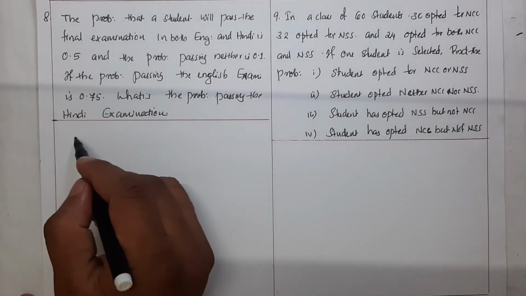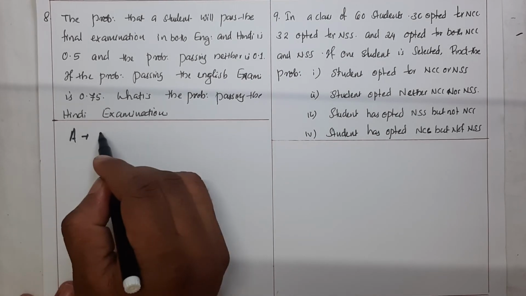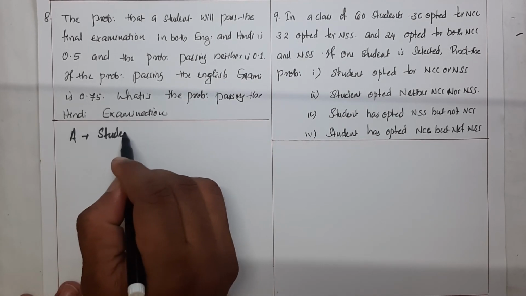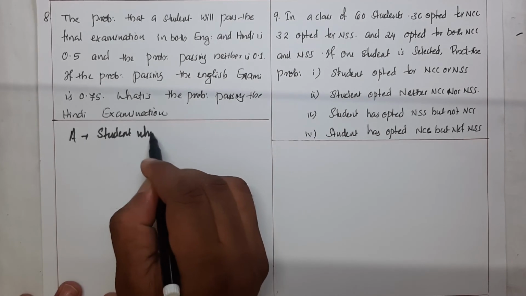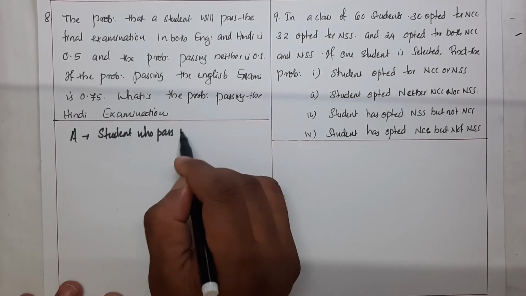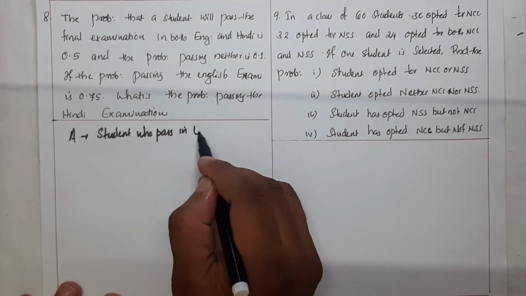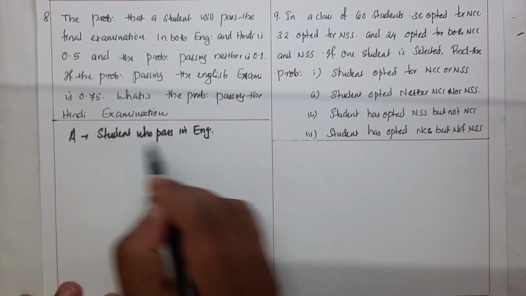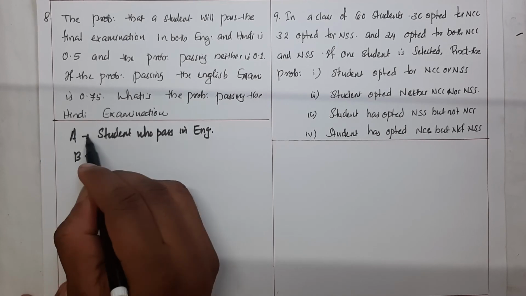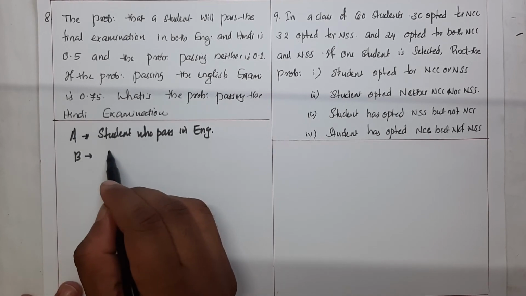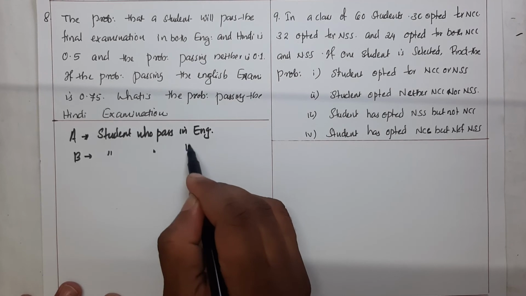Here you consider the event A. Here A denotes the event that students who pass in the English exam, and B denotes the event that students who pass in the Hindi exam.